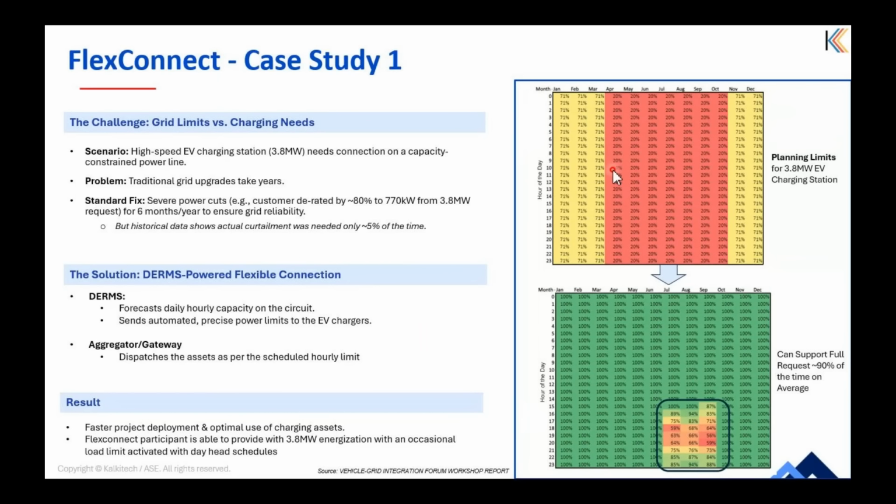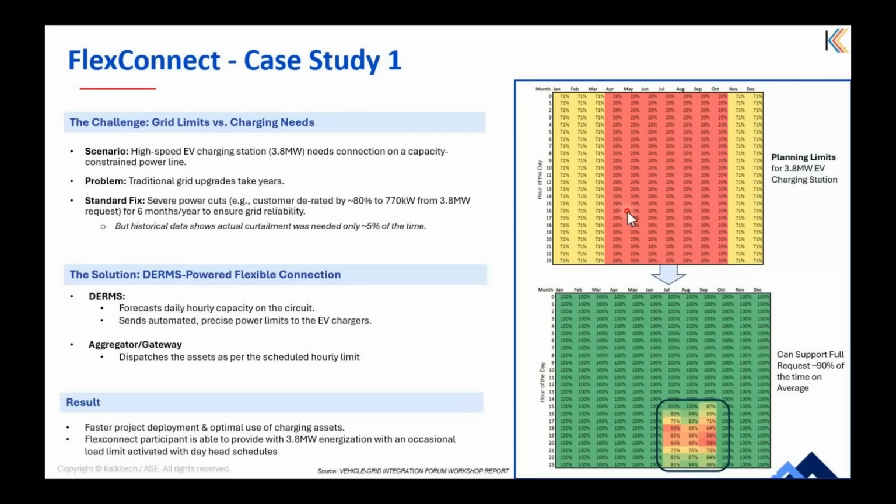The heat map shown here visually represents this, showing the significantly reduced capacity during the 7 or 8 months. But interestingly, historical data indicated that actual curtailment was only truly necessary for about 5% of the time, highlighting the inefficiency of this conventional interconnection approval mechanism.